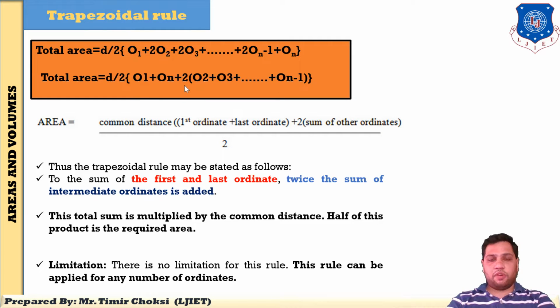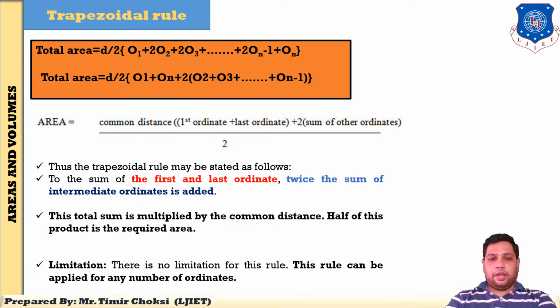So remember this formula for finding the boundary area. I have taken an example in a particular session so you clearly understand. The trapezoidal rule may be stated as follows: the sum of the first ordinate and last ordinate, twice the sum of the intermediate ordinates is added, and the total sum is multiplied by the common distance, and half of this product is the required area.